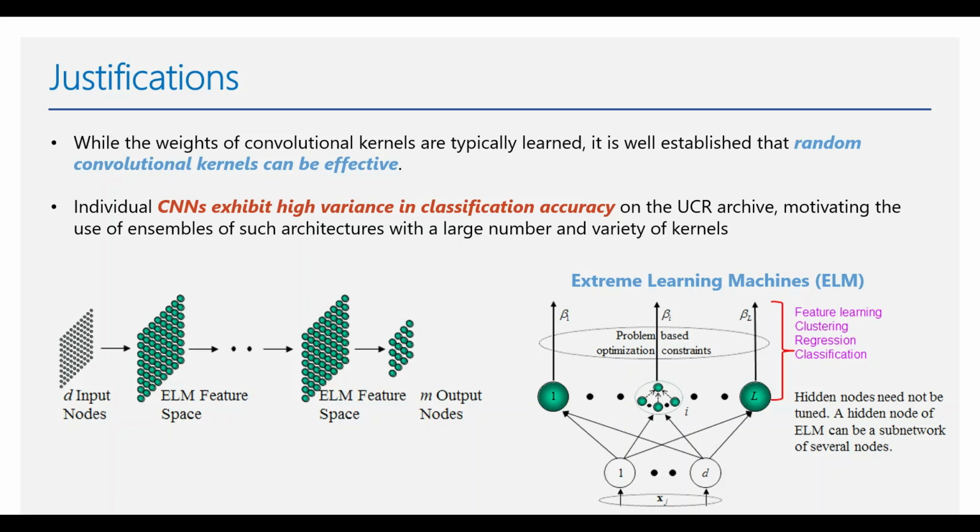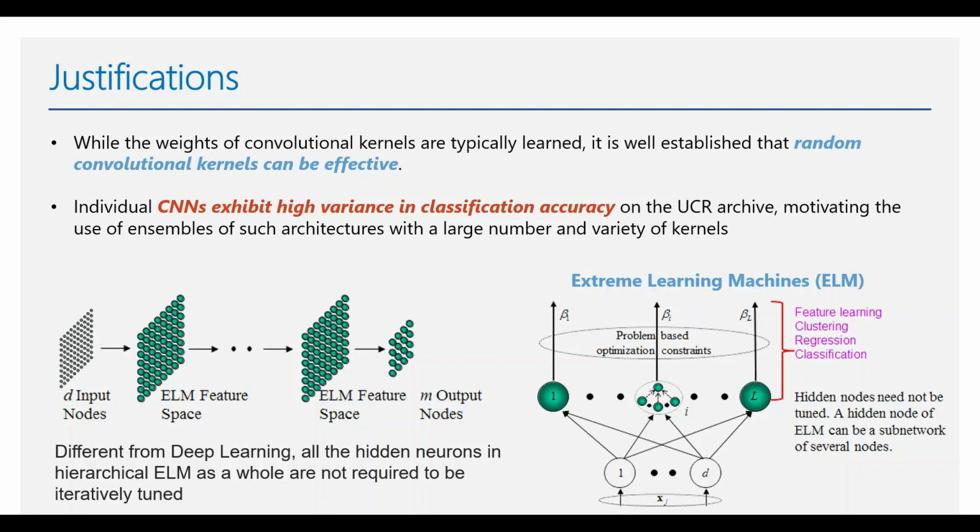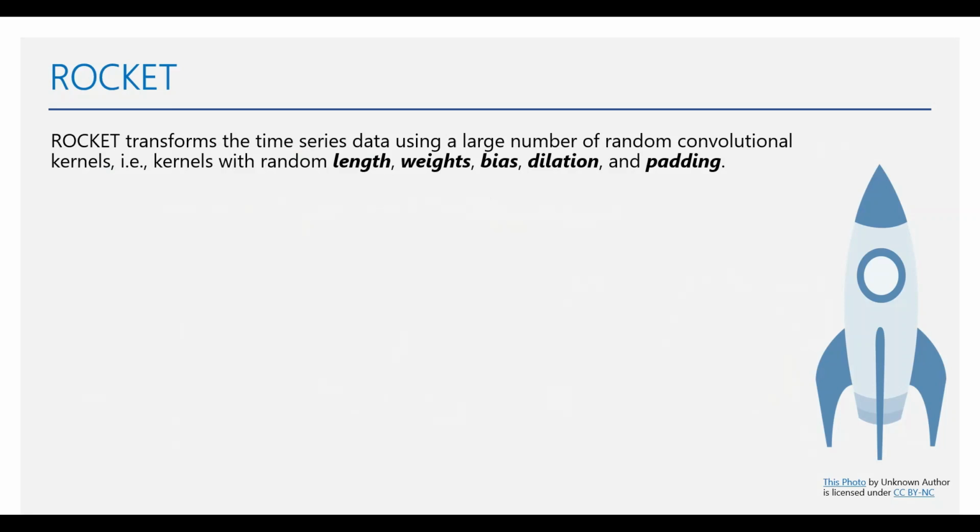So as ELM has been in the literature for a long time and people have been achieving significant outcomes with ELMs, the authors here obviously were inspired by ELM, and they thought, what if we just develop a new version of CNN that works like ELM, with random initialization of weights, and let's see how that goes. So different from deep learning, all the hidden neurons in the hierarchical ELM as a whole are not required to be iteratively tuned. Keep that in mind. Now, back to Rocket.